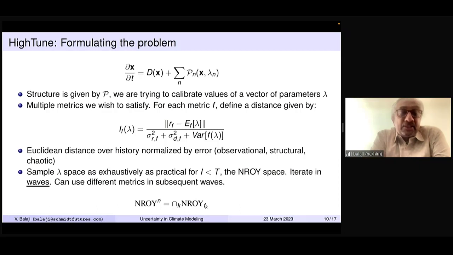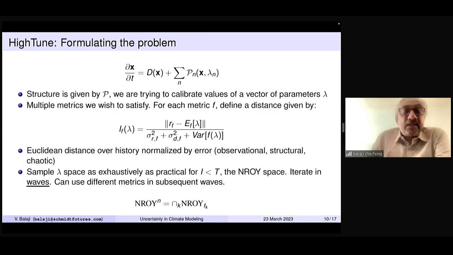That is, you can do it for one metric: you count your implausibility, and you're left with a certain parameter uncertainty space. Then within that, you search again using a different metric, and you do that sequentially until you get to an NROI space that is small enough that you can actually run the forward model using it. So it's only a few parameters to search.